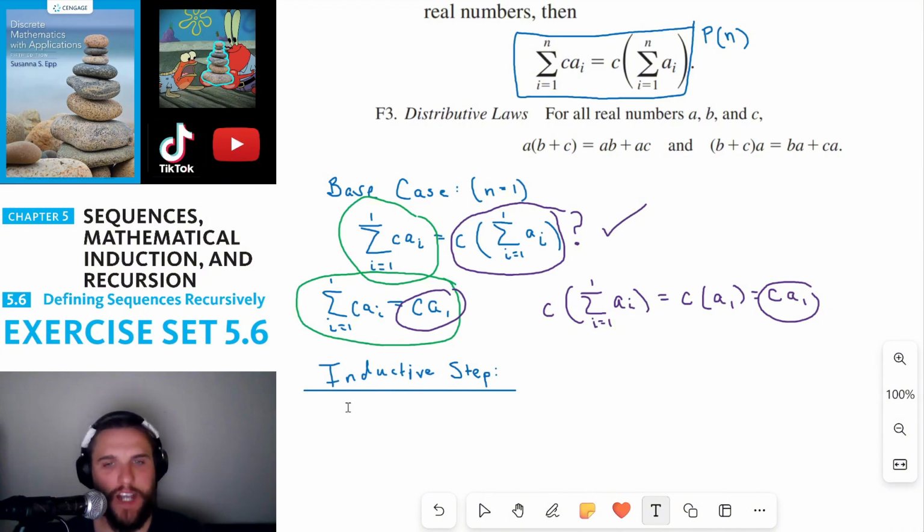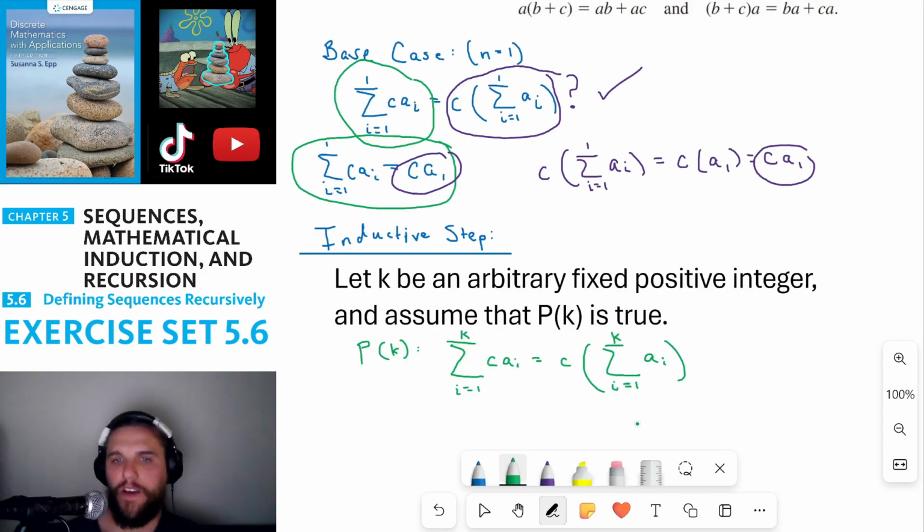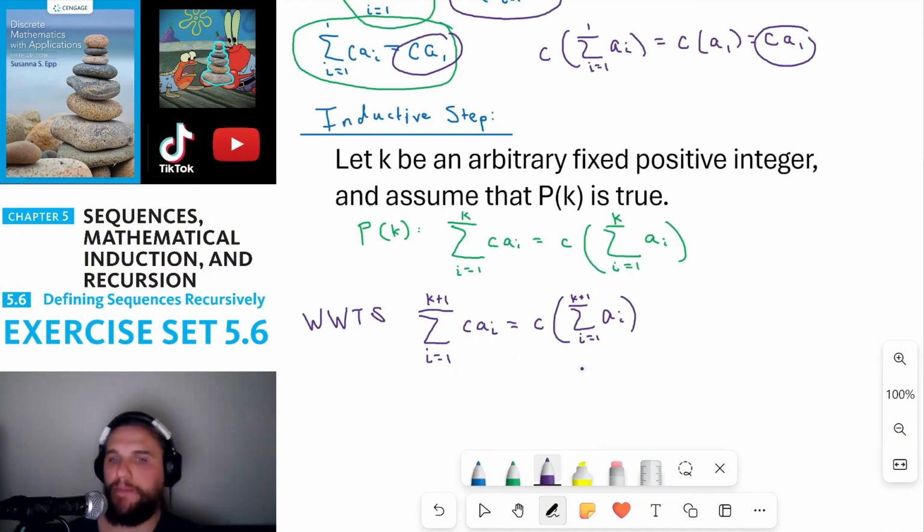Now let's do the inductive step. Let k be an arbitrary fixed positive integer and assume that p of k is true. So p of k is our inductive hypothesis, which is a statement that these two things are equal to each other, that the summation from I equals 1 to k of c times a sub I equals c times the summation from I equals 1 to k of a sub I. We want to show that the summation from I equals 1 to k plus 1 of c times a sub I equals c times the summation from I equals 1 to k plus 1 of a sub I.